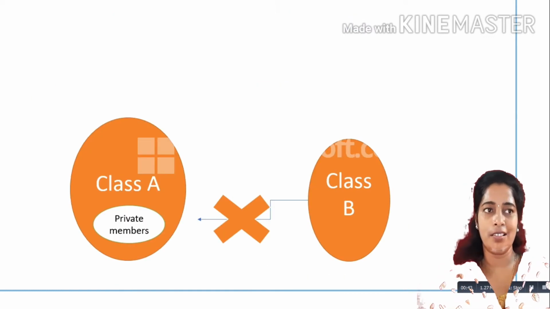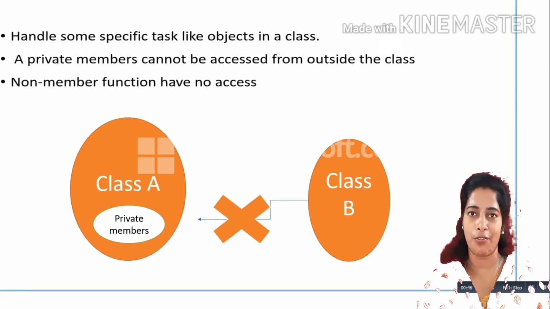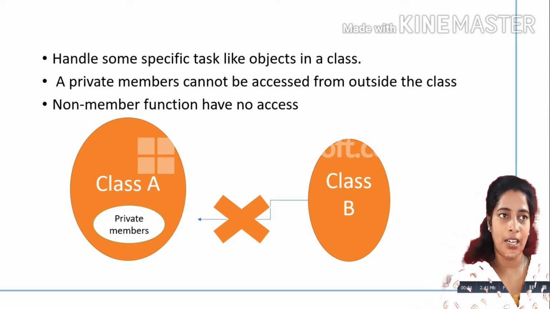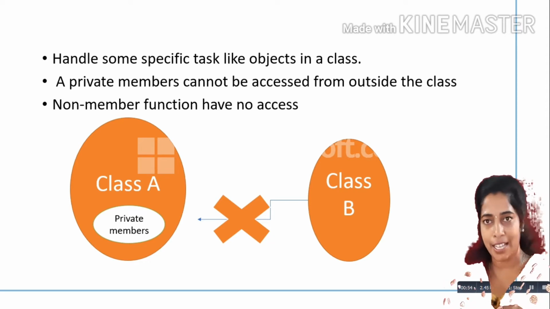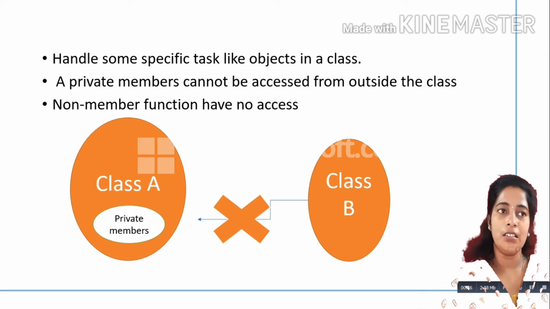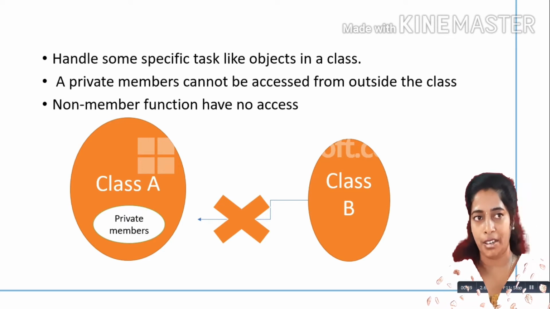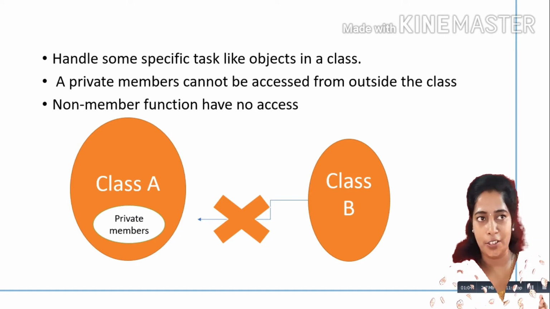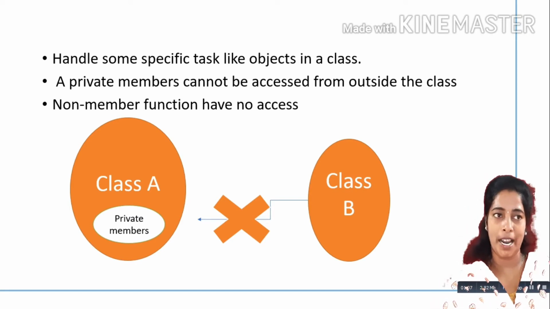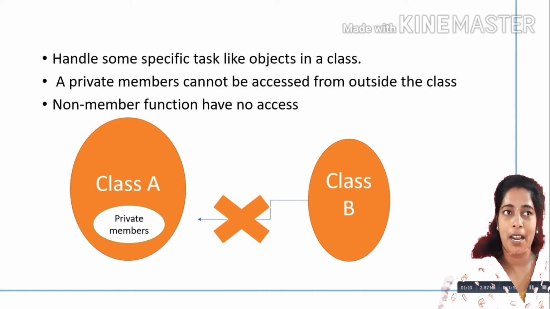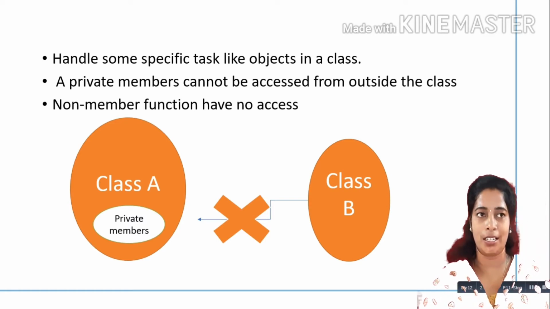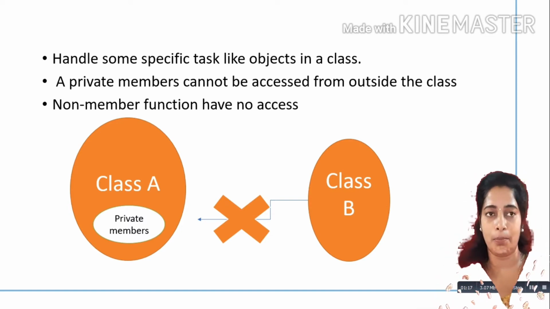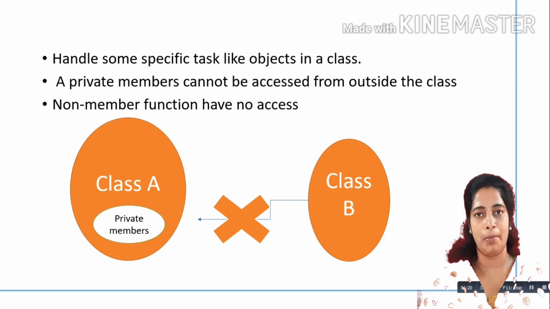So what is this friend function and why are we going for a friend function? Suppose we have class A as well as class B. Class A has private members, and similarly class B has private members. But class A is different, class B is different. It's not inherited also. So in this case, class B does not have permission to access the private members of class A. A private member cannot be accessed from outside the class. Similarly, the program holding class A has non-member functions also.